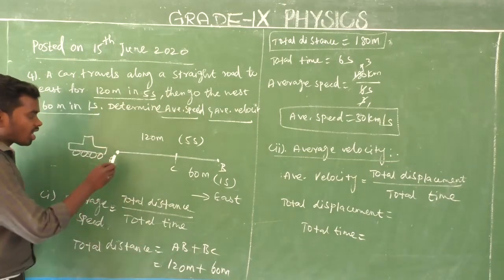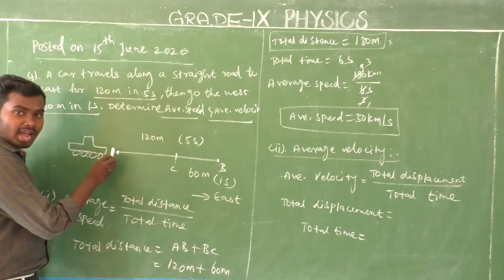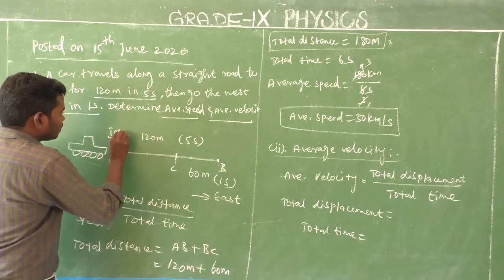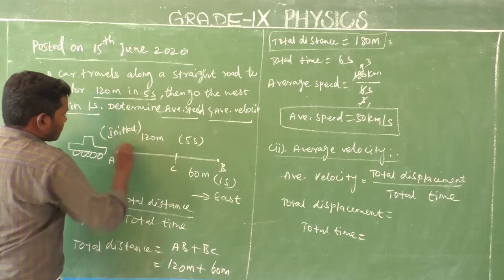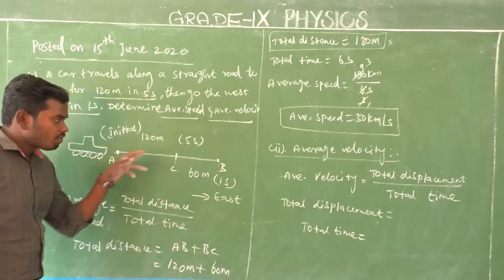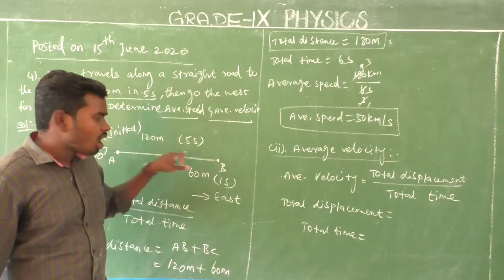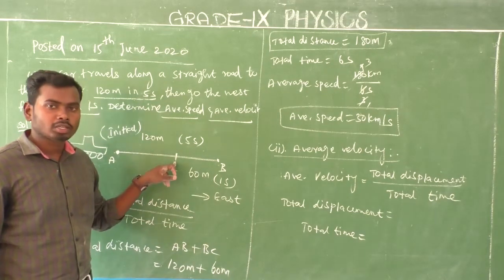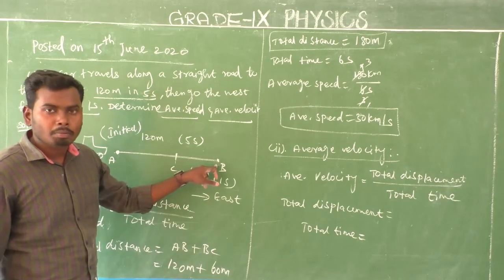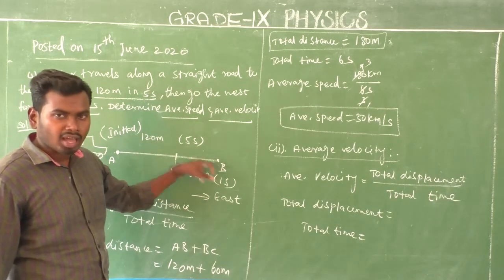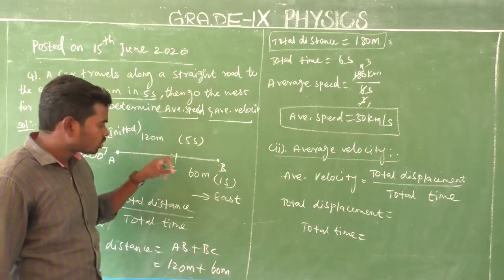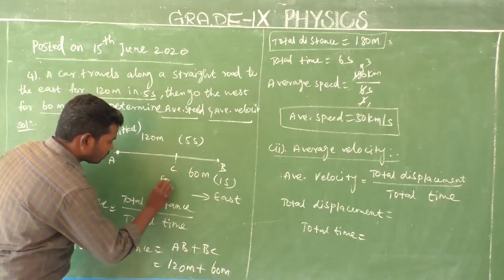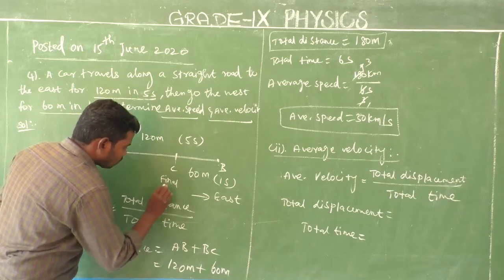Here the car starts moving from point A. So this is considered as the initial position. Am I right? So the initial position of the car is A. Which is the final position, sir? Whether it is B or C, which is the final position? C is the final position, because after reaching point B, the car moves back along the same path and comes to position C. So this is considered as the final position. Am I right?